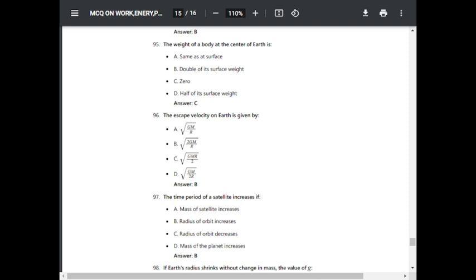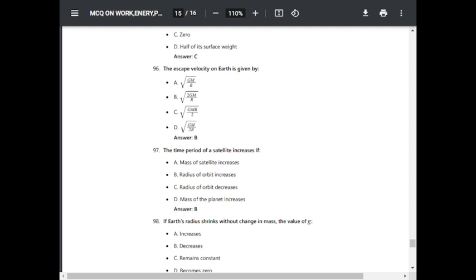Question number 97. The time period of a satellite increases if: option A, mass of the satellite increases; B, radius of the orbit increases; option C, radius of orbit decreases; option D, mass of the planet increases. The correct answer is B, radius of the orbit increases, because T square is directly proportional to r cube. If r will increase, then time period will increase.